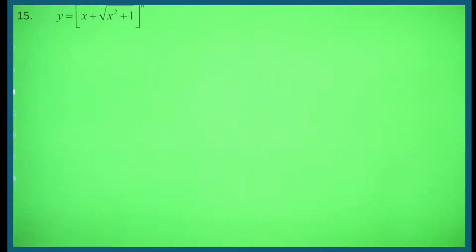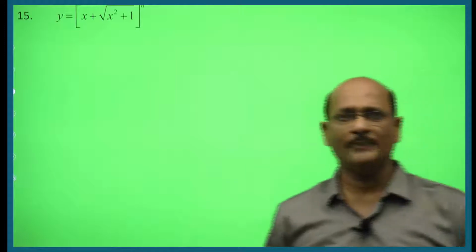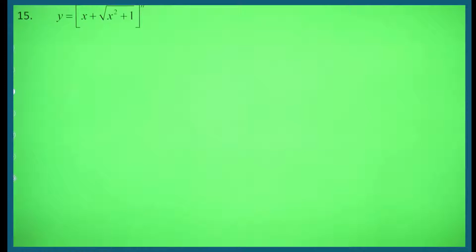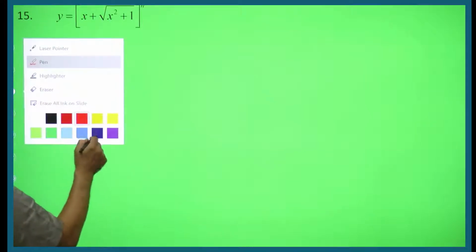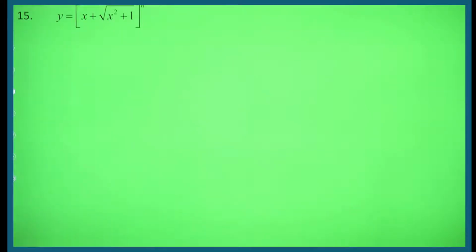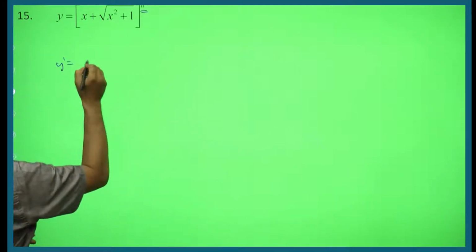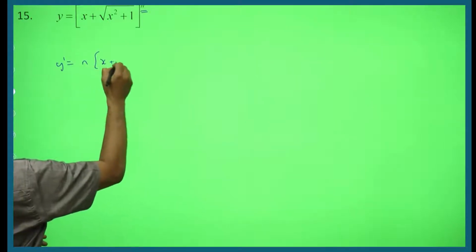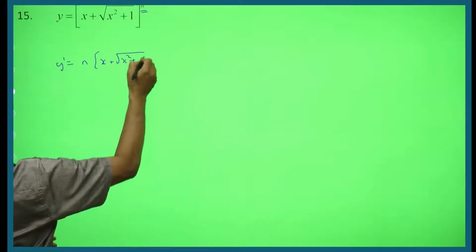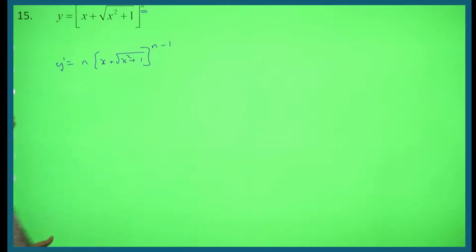Let us take this question now, y is equal to x plus. Now here you have to remember the power rule is very, very important. Whenever in a function the power is there, you have to apply the power rule first. No choice. Okay. So let us see these cases now. y is equal to x plus root of x square plus 1 raised to n. So bring the power down. Now listen very carefully, because first apply the power rule here. So y dash is equal to n times x plus root of x square plus 1 raised to n minus 1.